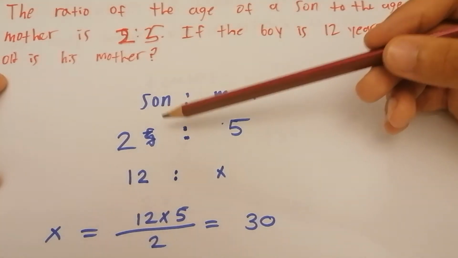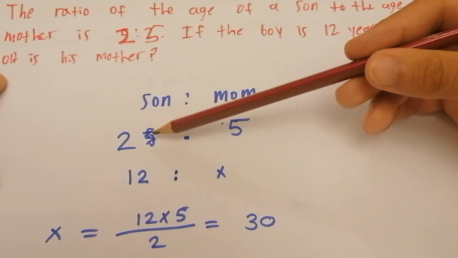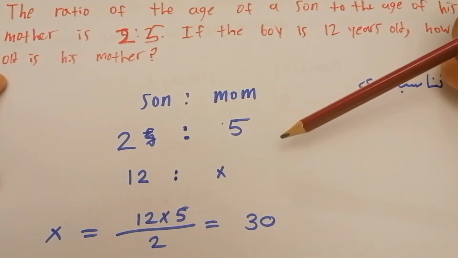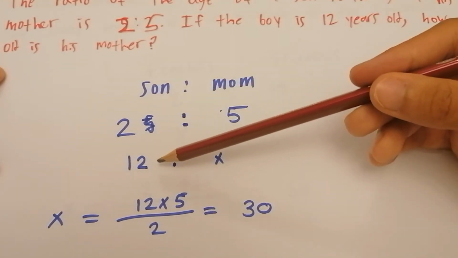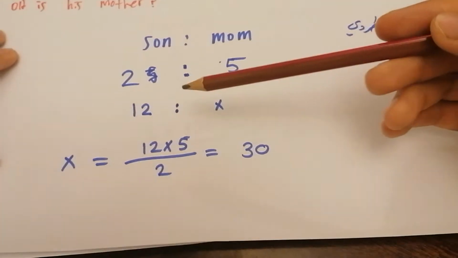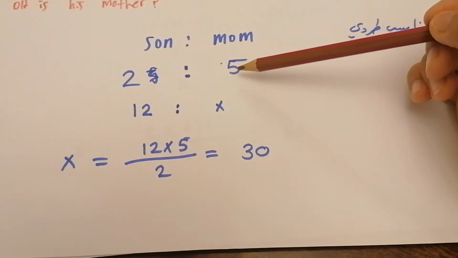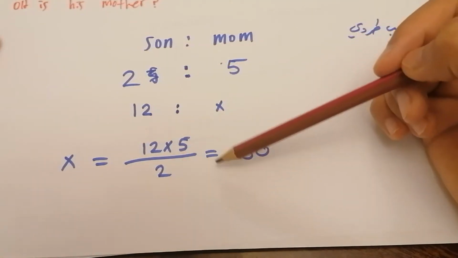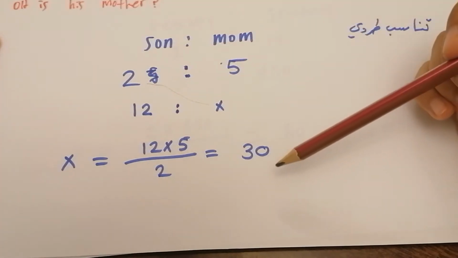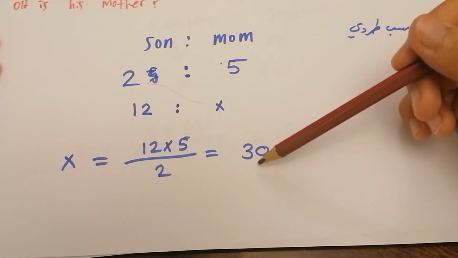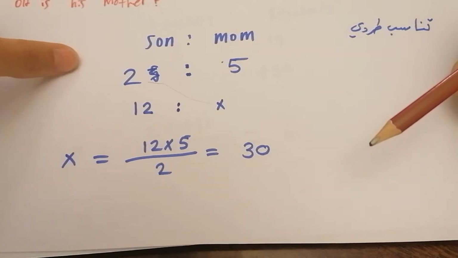The first ratio we are given is the age of the son, which is 2, to the age of the mother, which is 5. If we know that the boy is 12 years old, we will cross multiply 12 by 5 and divide it by 2. The 2 is divided because it is diagonal to the variable. This gives us the age of the mother, which is 30 years old.